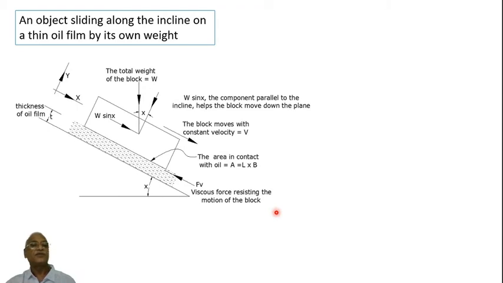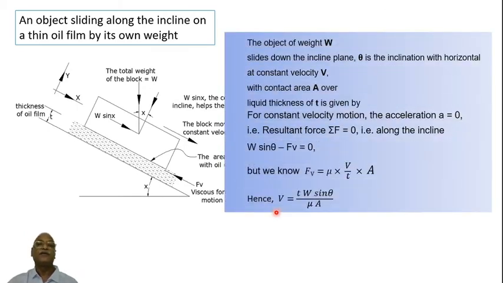The same analysis is shown once again. Here everything is written. The object of weight W slides down the incline, theta is the inclination with the horizontal, at a constant velocity v. The contact area is A, and the liquid thickness is T. For a constant velocity, acceleration is 0, so the sum of forces equals 0 along the incline.